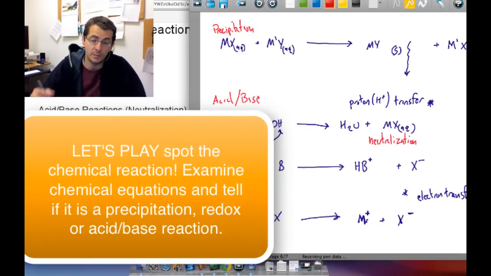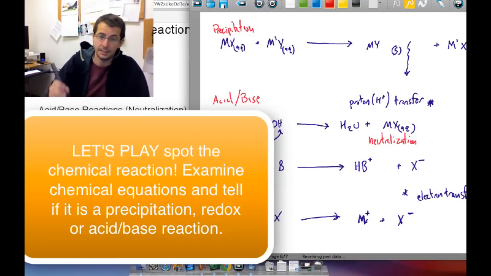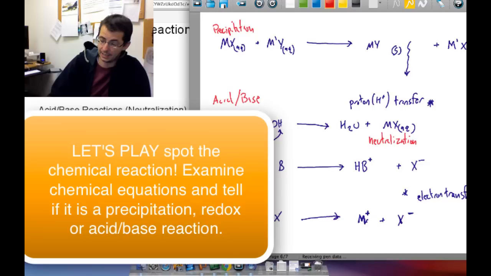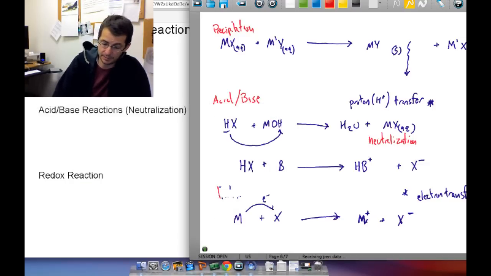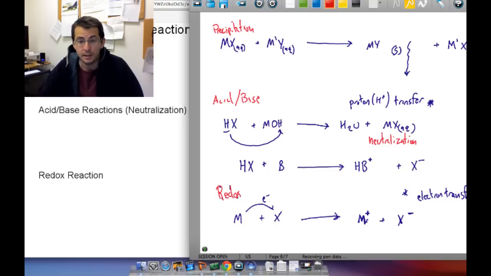And our goal is to be able to spot each of these different types of reaction just by examining basic chemical reactions, and maybe even predict them.